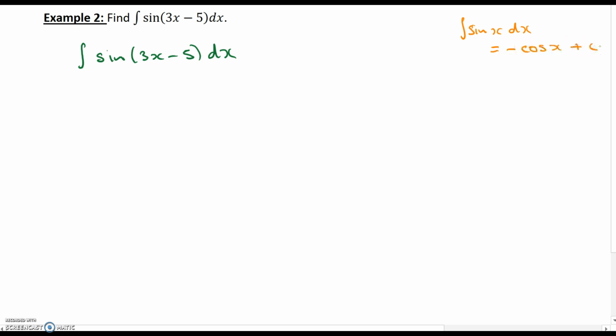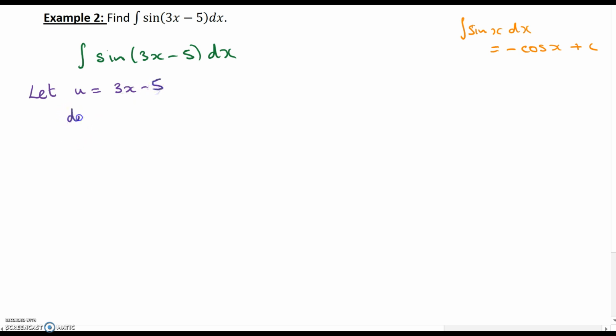The trouble is that this rule only applies if the argument is x. Okay? Here the argument is a little bit more intricate than that, so we're going to have to try something new. So what we will do is we will let u equal 3x minus 5.